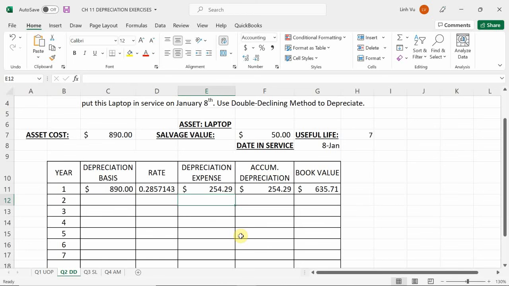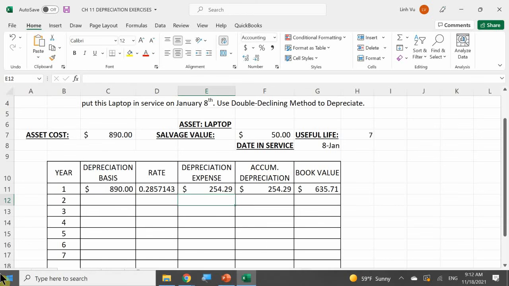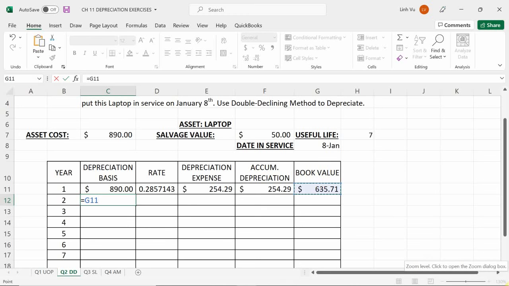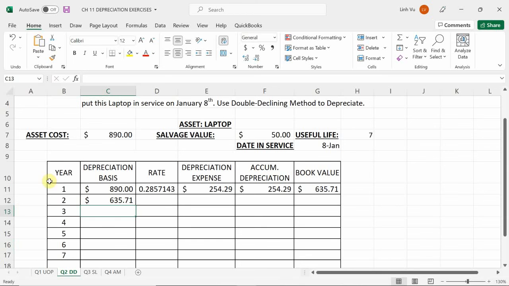Okay. So in this case, what's going to be my book value or my depreciation basis for year 2? 635.71. Yes, this is the one where you have to carry the beginning of the year's book value, because if the end of the year 1 book value is going to be 635.71, that makes it the beginning of the year book value for year 2. So in this case, this is the one I have to carry the values over. Now, what's my rate going to be?